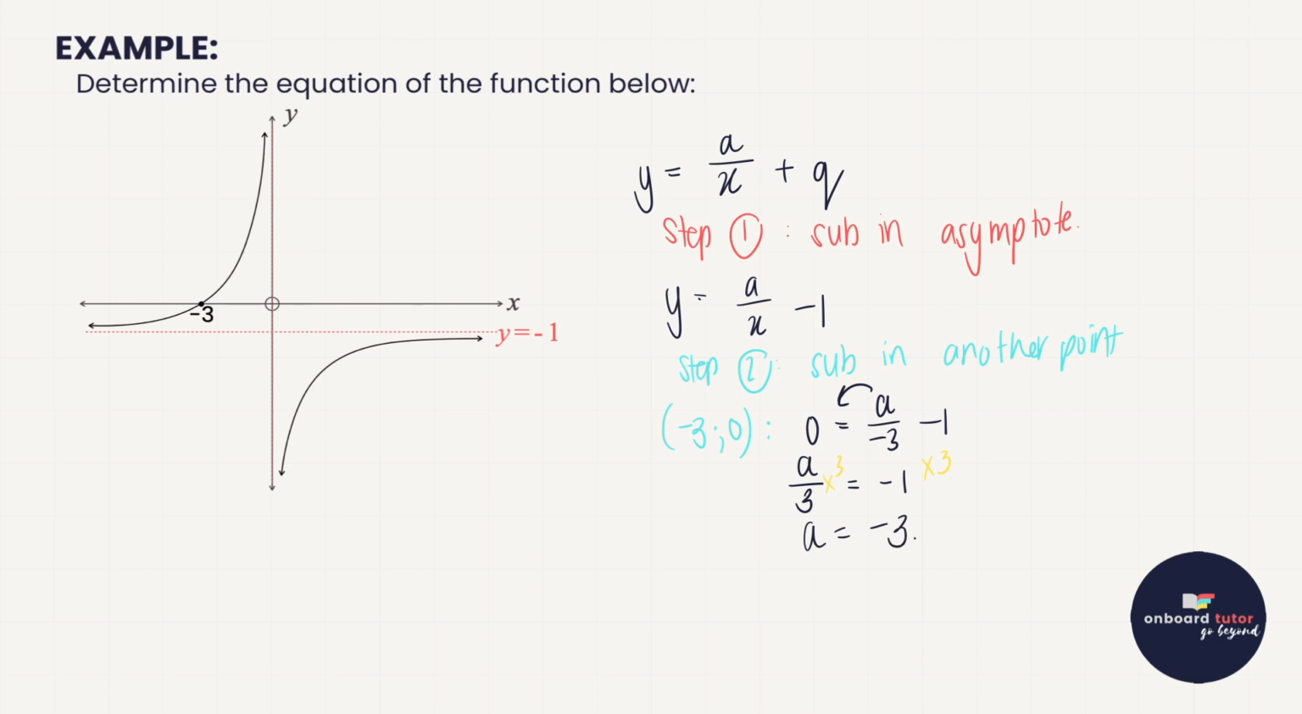Okay, think about the answer that you got. Does it make sense to have a negative a value? Well, if you look at where this is occurring in quadrant 2 and quadrant 4, then that does make sense. That means a should be negative. Okay, and then finally we can conclude and say, well, therefore, y is equal to minus 3 over x minus 1. So we substitute in our a value and our q value, and there we have it.